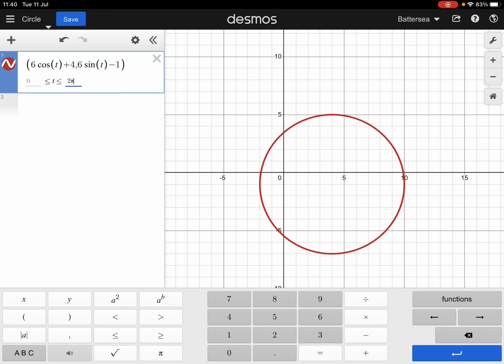Now obviously we're used to using the equation x minus a squared plus y minus b squared equals the radius squared for a circle. And in the next lesson, we'll see how we can take these parametric equations and turn them into our Cartesian equations to work out the centre of the circle and the radius of the circle.